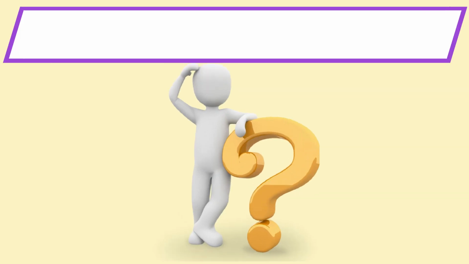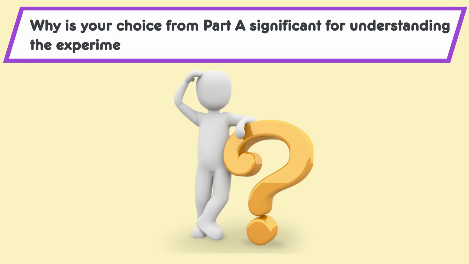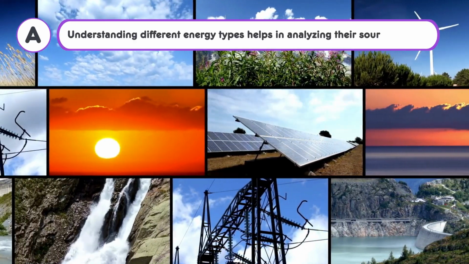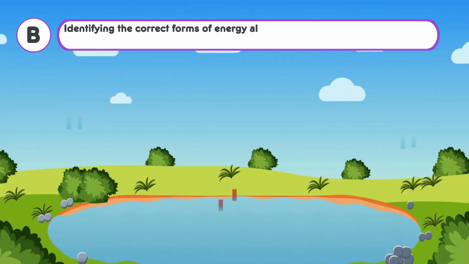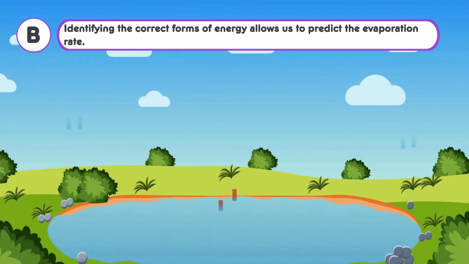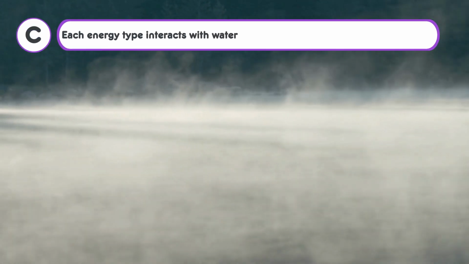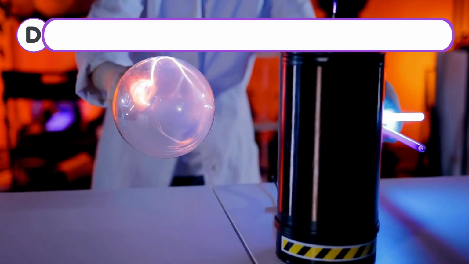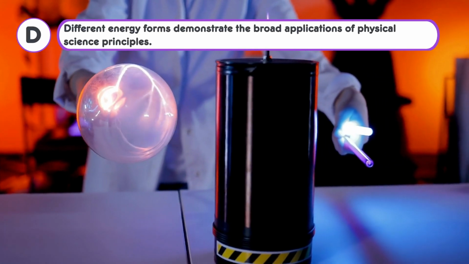Here's your question for part B. Why is your choice from part A significant for understanding the experiment's purpose? A. Understanding different energy types helps us in analyzing their sources. B. Identifying the correct forms of energy allows us to predict the evaporation rate. C. Each energy type interacts with water differently, affecting evaporation. D. Different energy forms demonstrate the broad applications of physical science principles.